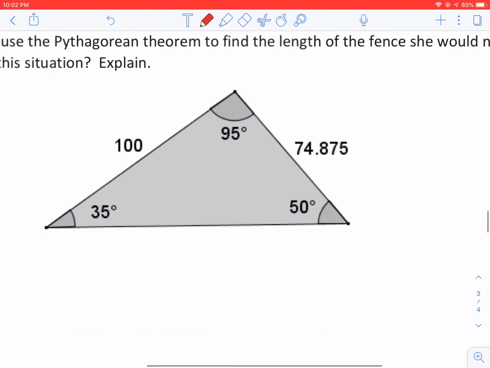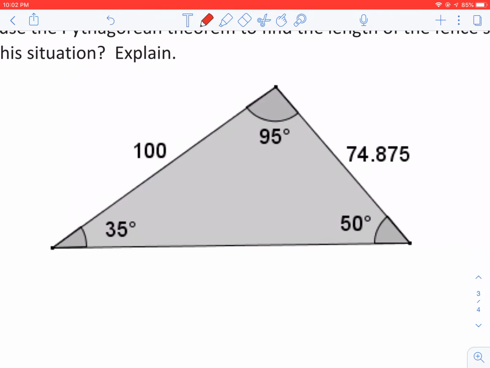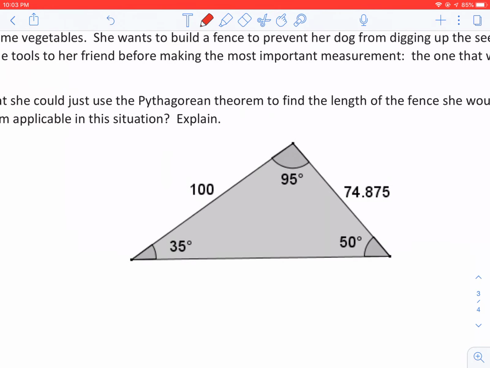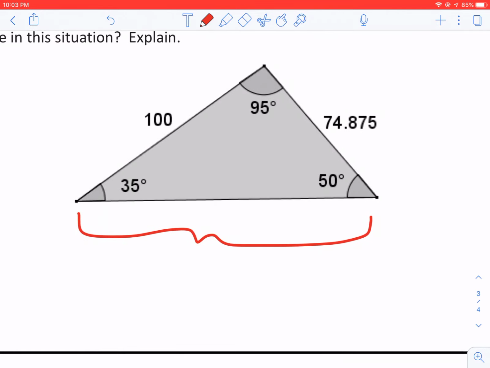Alright, so she tried to use the Pythagorean theorem. Can she use it? The answer is no, because this is not a right triangle, right? If that were a right angle, that would be the hypotenuse, and that's fine. So we cannot use the Pythagorean theorem here. So how can we find the length of this fence? Well, we need to make right triangles. So I think this is a good problem to try.